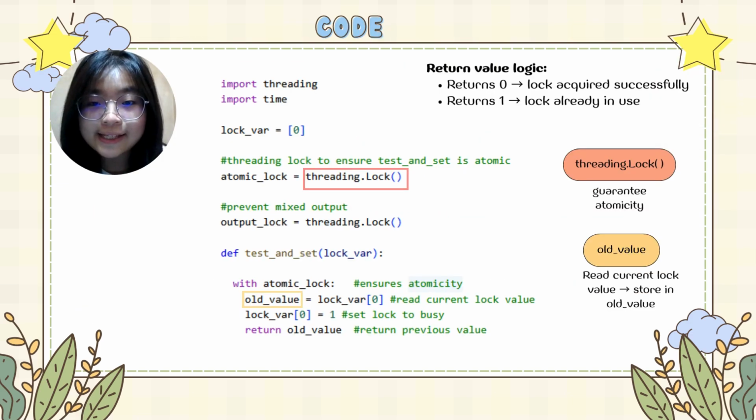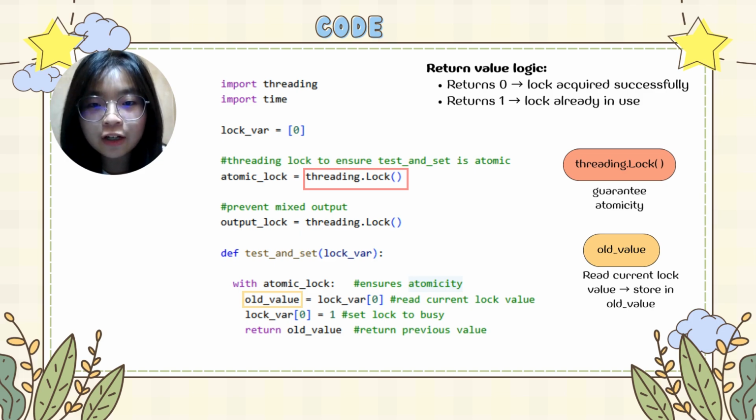Here is our test and set implementation. We initialize the lock as a list containing 0. We use a list instead of a simple integer because lists in Python are mutable and can be passed by reference, allowing all threads to share and modify the same lock variable.